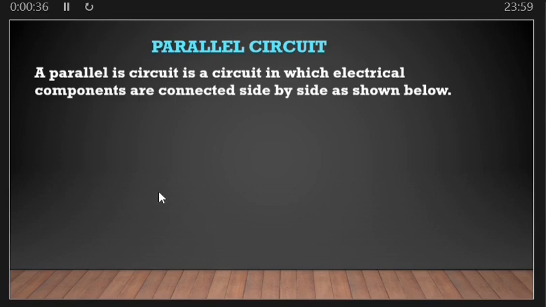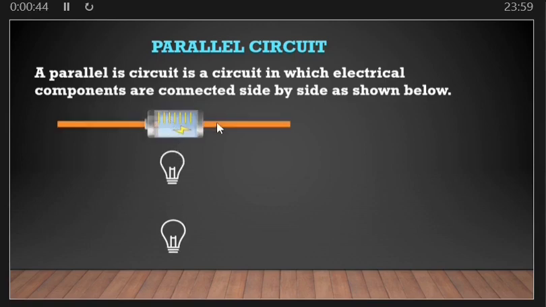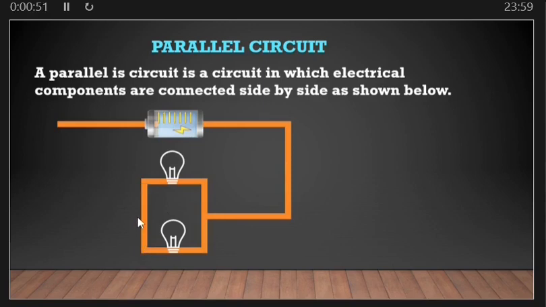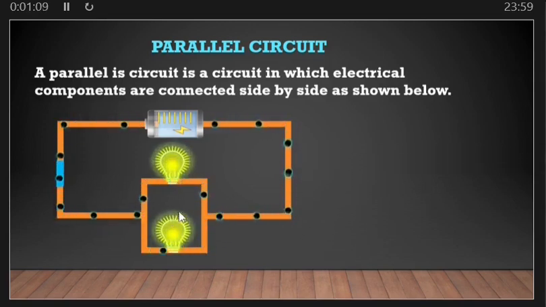So if we have an electric lamp here, another one here, and also an electric cell here, and conductors connecting them, what we have come up with is a parallel circuit. For example, if we close the switch here, we are able to see our electric lamp giving out light because of an electric current flowing through them.